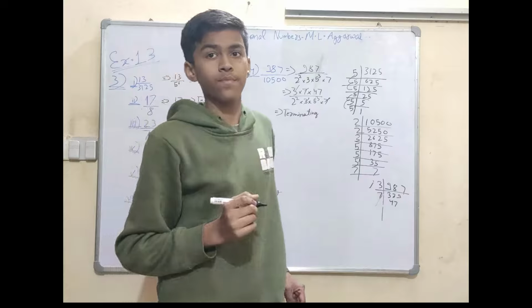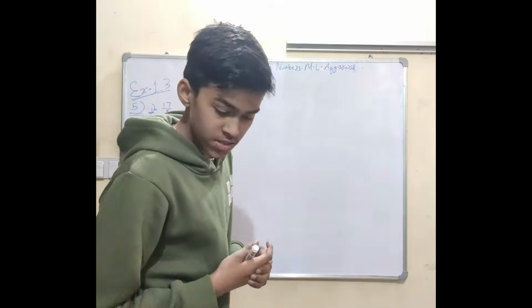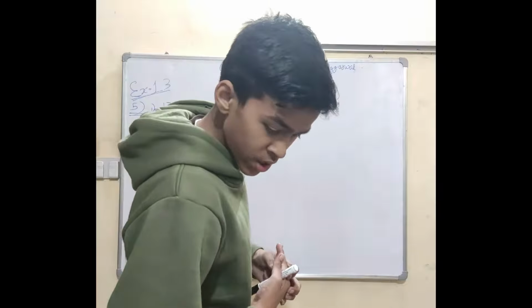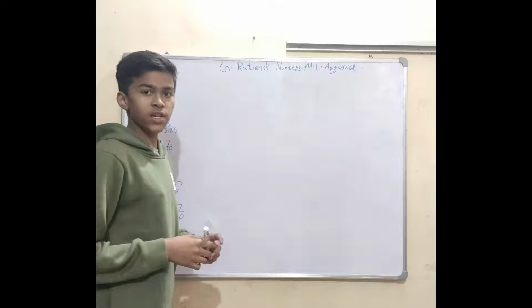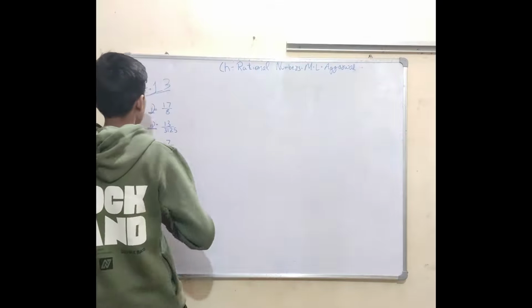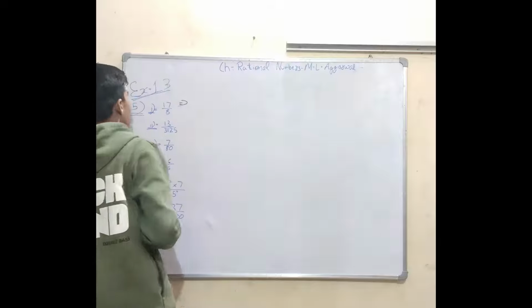Okay, so next is our question number 5, which states: write the decimal expansion of the following terminating decimal expansions. So we have to just write the decimal expansion of these numbers. So 17 upon 8.